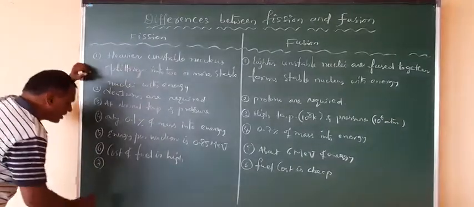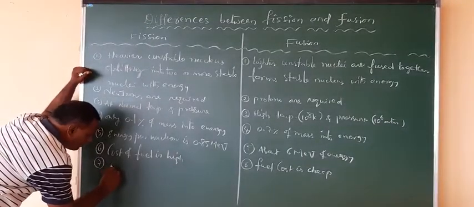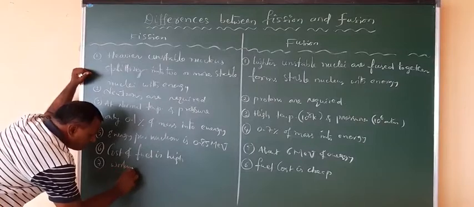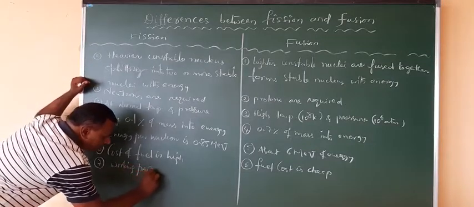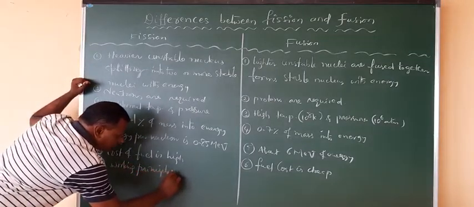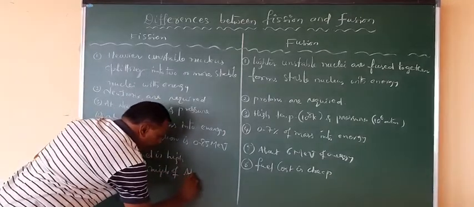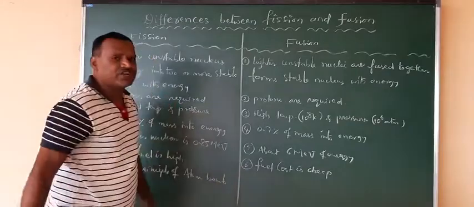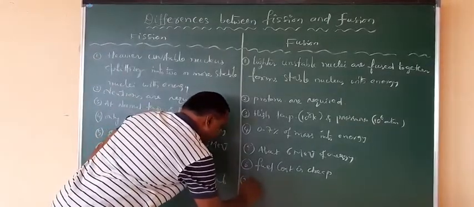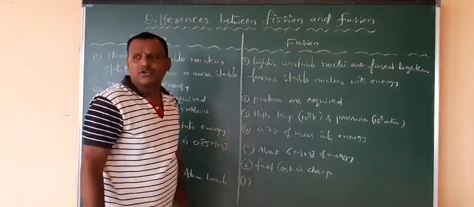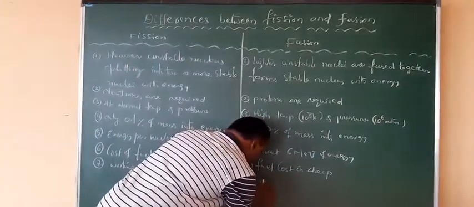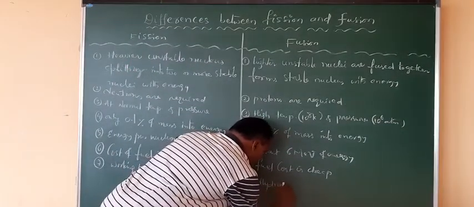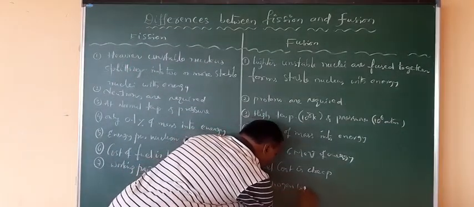So here you can write: working principle of atom bombs is nuclear fission reactions. And similarly, if you come to hydrogen bombs, the principle involved is fusion reactions.